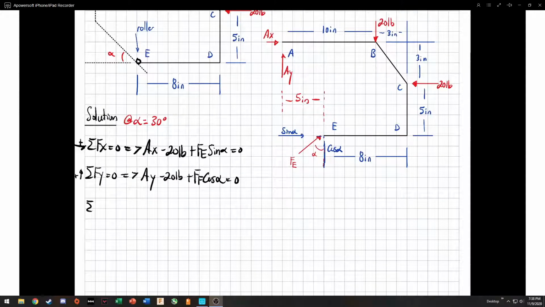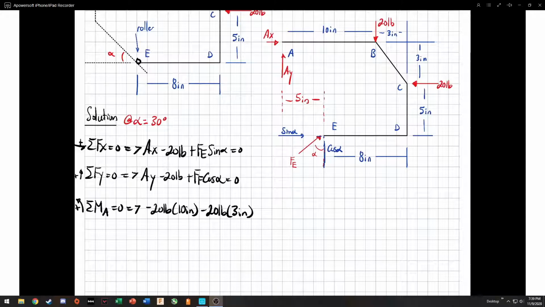So we're going to take the sum of moments. We're going to take it about the point that's going to take away the most unknown reactions or unknown forces. So at this point, it's going to be A. It's equal to 0. I'm going to state that it's positive in the counterclockwise direction. We're going to have a negative 20 pound force, which is given right here. It's going to be a clockwise rotation about A. Its perpendicular distance is going to be 10 inches. Now this other 20 pound force is also causing a negative moment, times its perpendicular distance, 3 inches.